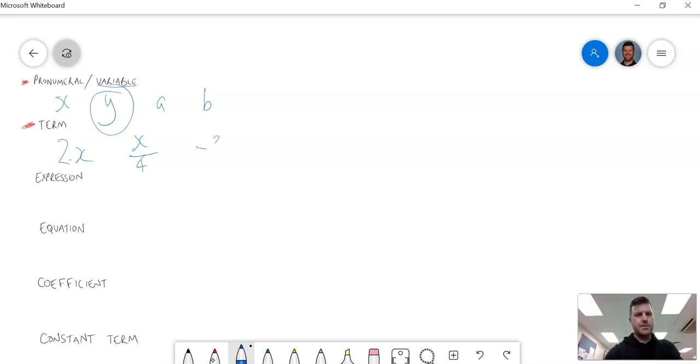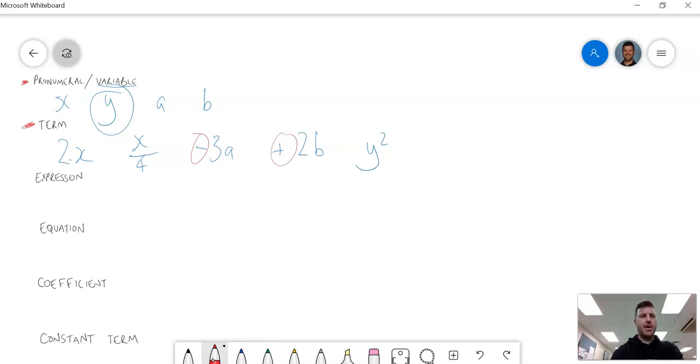Minus 3a is a term. Positive 2b is a term. y squared is a term. Okay, so these are all terms, and terms are separated by, but include, the addition and subtraction signs. Okay, and that's really important to remember.